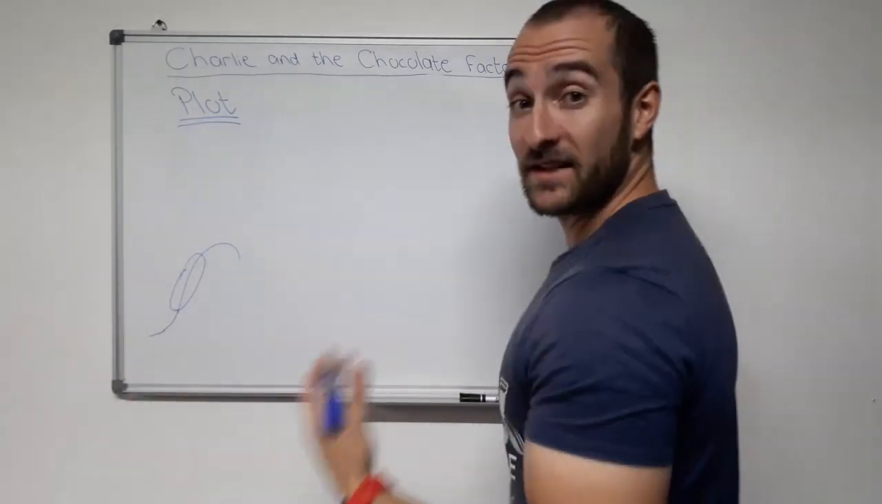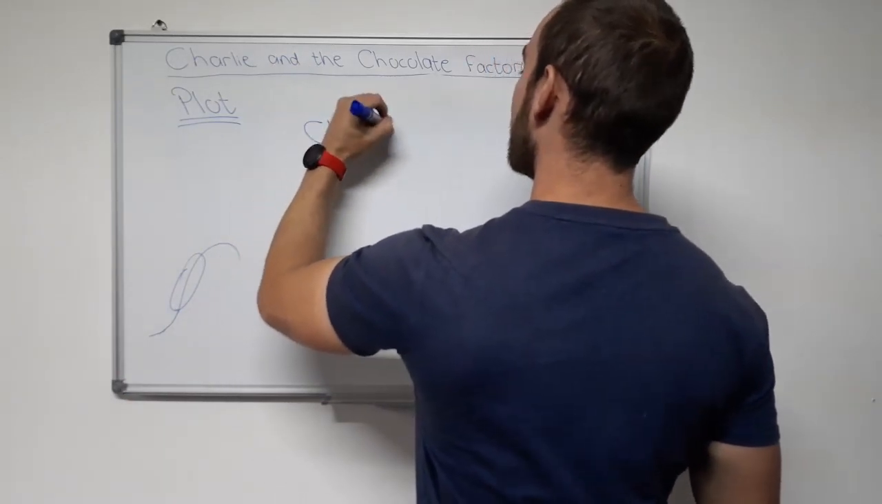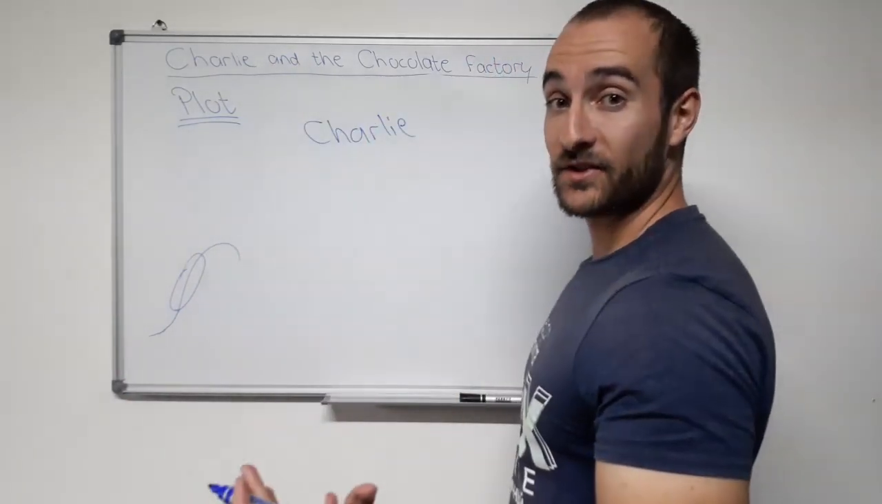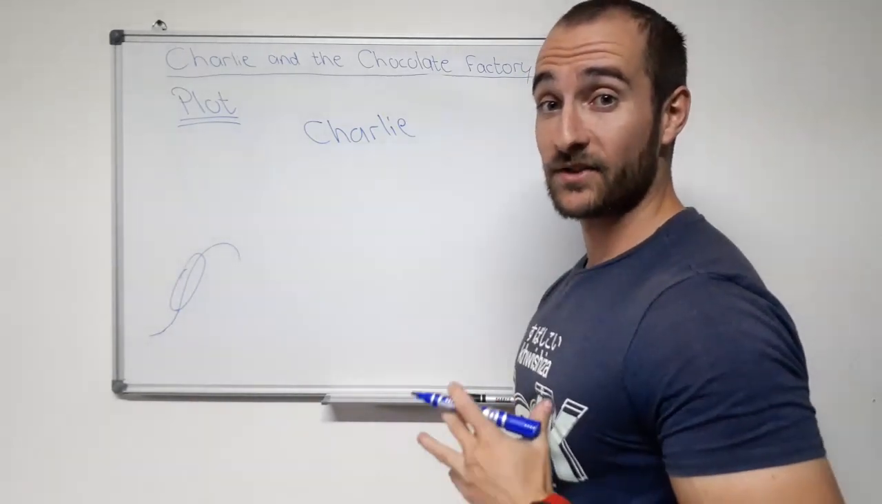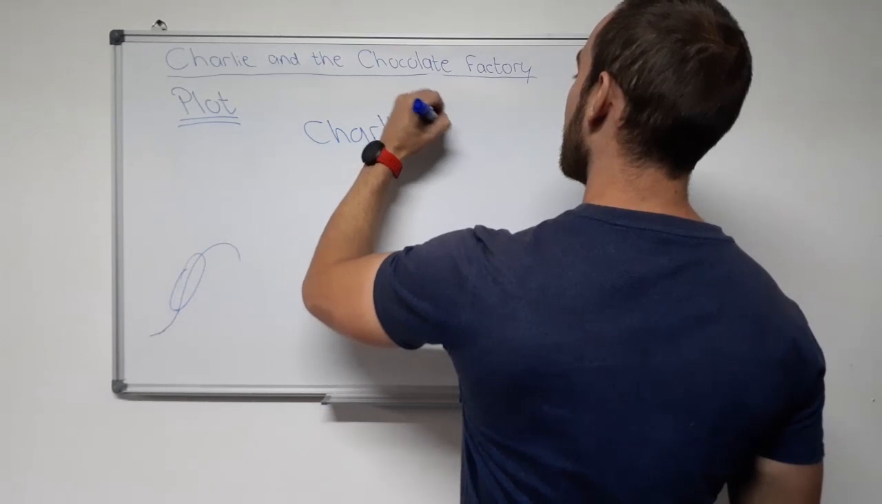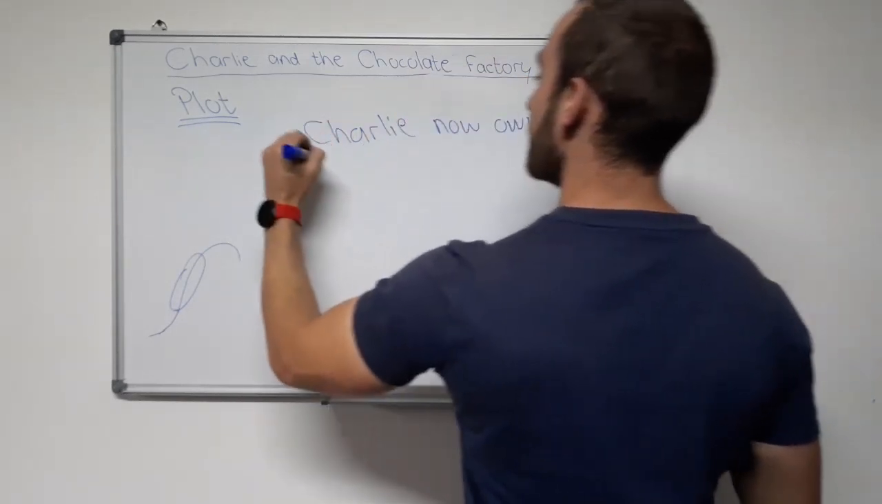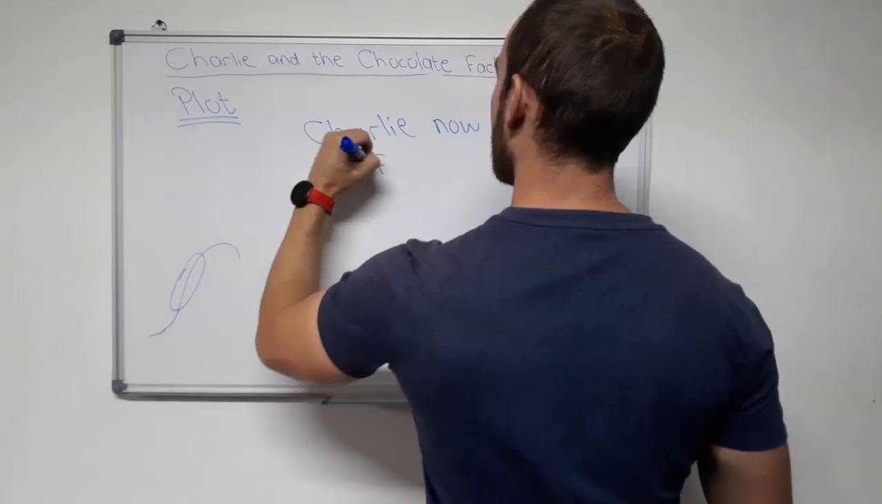And Mr. Wonka explains to Charlie that he is now the owner of the chocolate factory, or that he will be running the chocolate factory from then on. So Charlie now owns the factory.